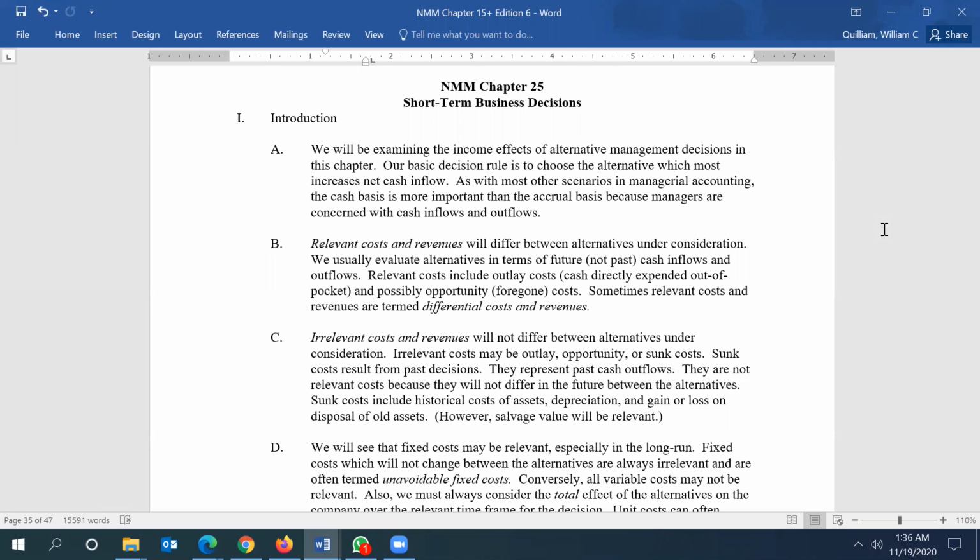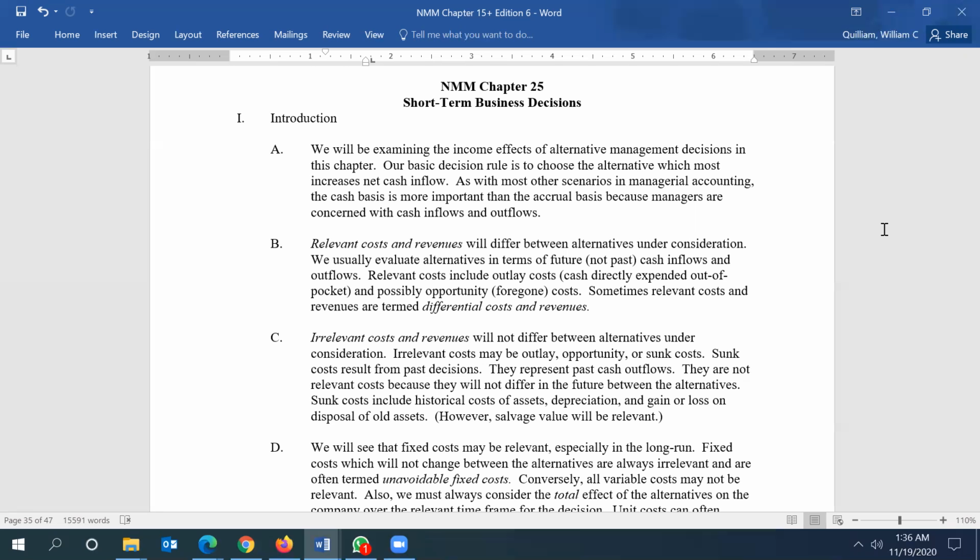Well, before we do, I have a little introduction with some material that we need as background. So we'll be examining the income effects of alternative management decisions in this chapter. And the basic decision rule is to choose the alternative which most increases net cash inflow. And as with most other scenarios in managerial accounting, the cash basis is more important than the accrual basis because managers are concerned with cash inflows and cash outflows.